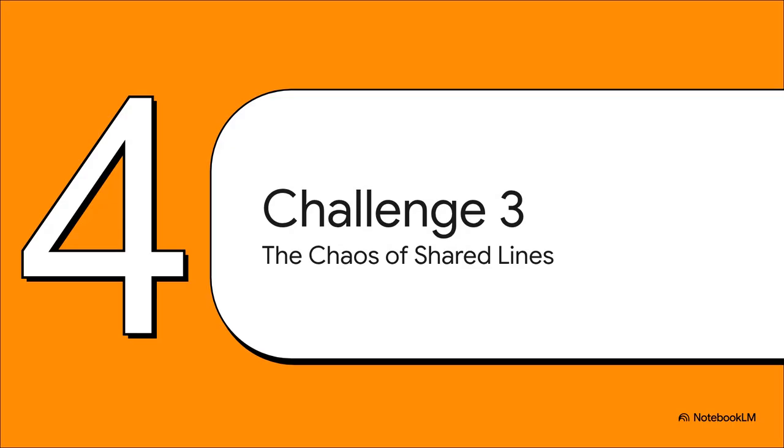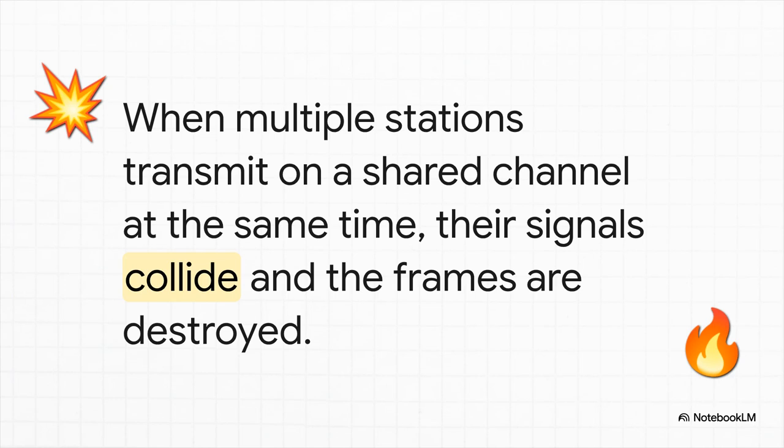All right, so we can detect errors and we can manage the flow. But what happens when it's not just 2 devices talking to each other? What happens when you've got a dozen computers in an office all trying to use the same Wi-Fi channel or the same physical cable? This is where you get pure chaos. If 2 or more devices try to transmit on a shared line at the exact same time, their signals physically interfere with each other. It's the digital version of 2 people shouting into the same phone at once. The result is a collision, and all that data just becomes a garbled, useless mess.